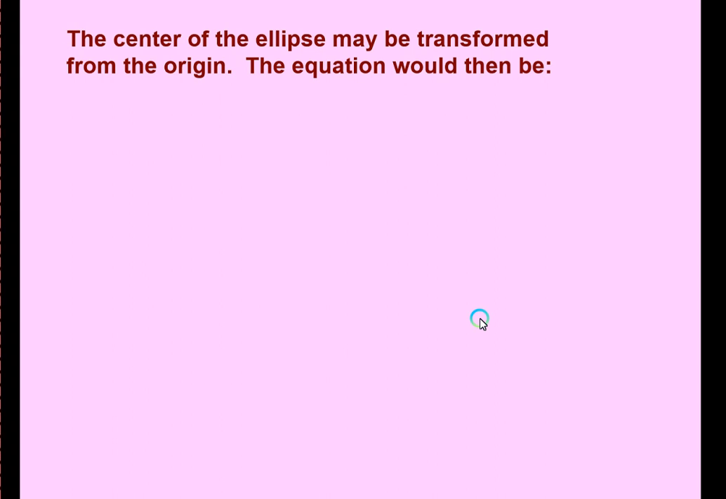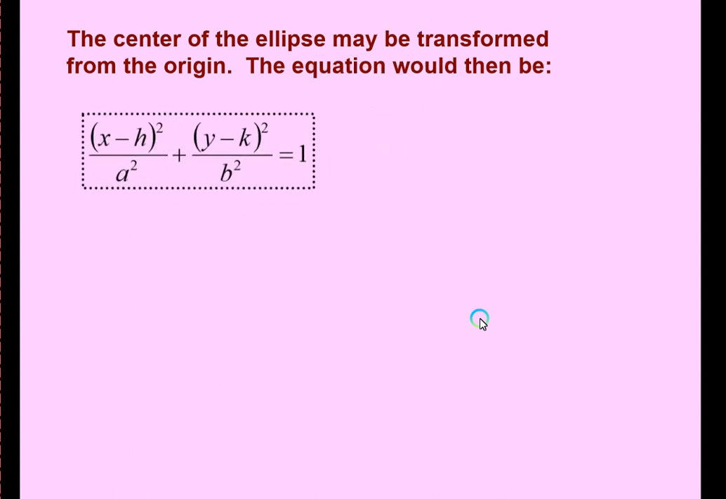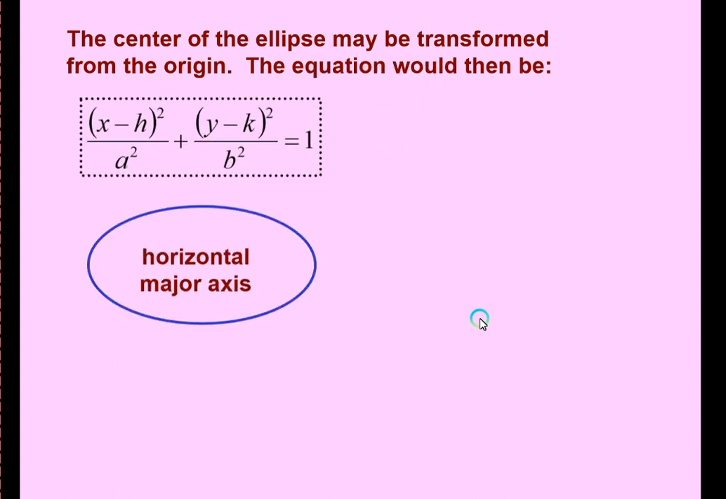The center of the ellipse may be transformed from the origin. The equation would then be x minus h squared over a squared plus y minus k squared over b squared is equal to 1. So this one is our equation of an ellipse wherein our major axis is horizontal. So take note, a is always greater than b.